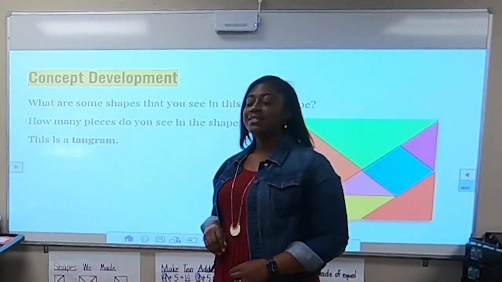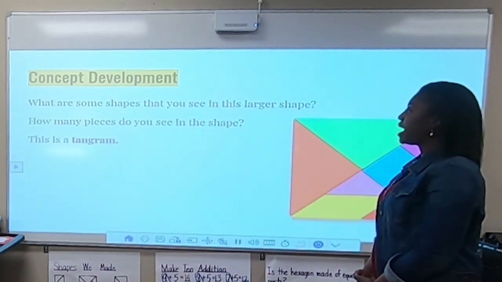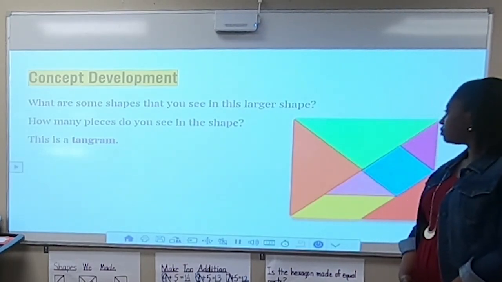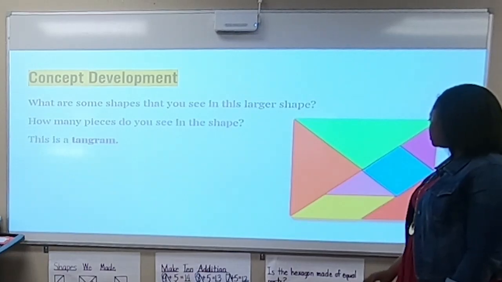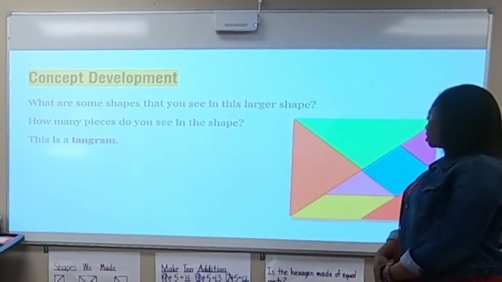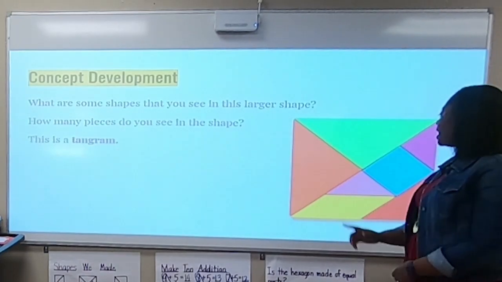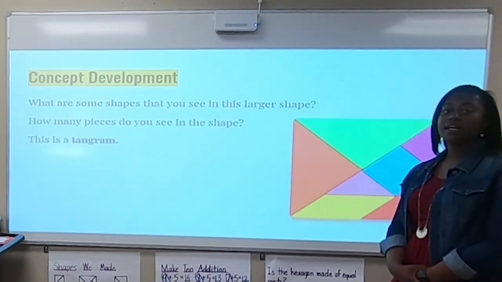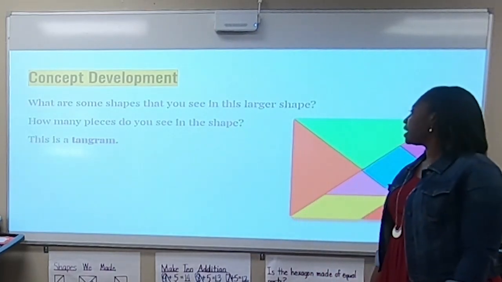Okay, now let's look at this shape. What are some shapes that you see here in this larger shape? Good job. I see triangles. What else do you see? That's right, a rhombus and a square. Very good. And how many pieces do we see? Let's count them all together.